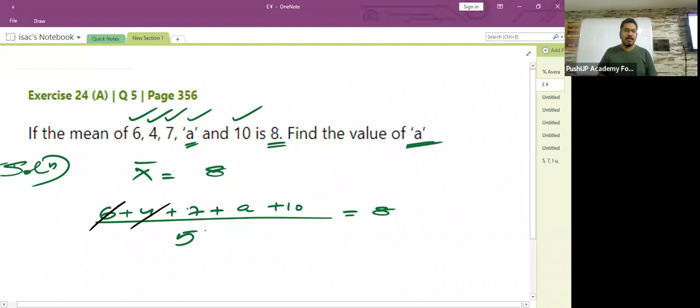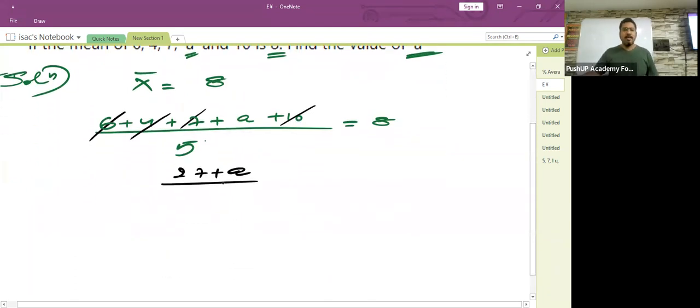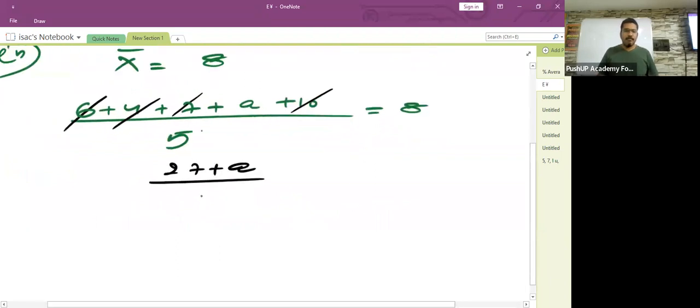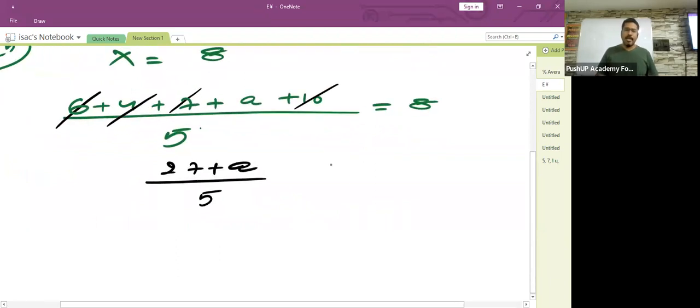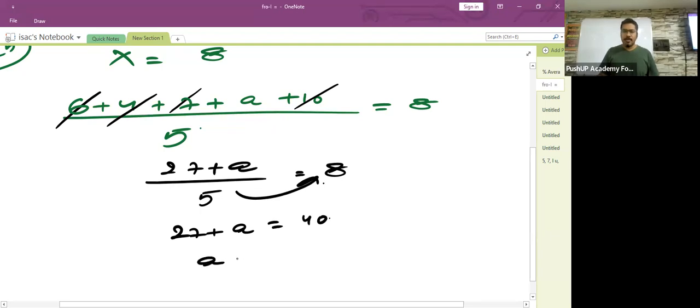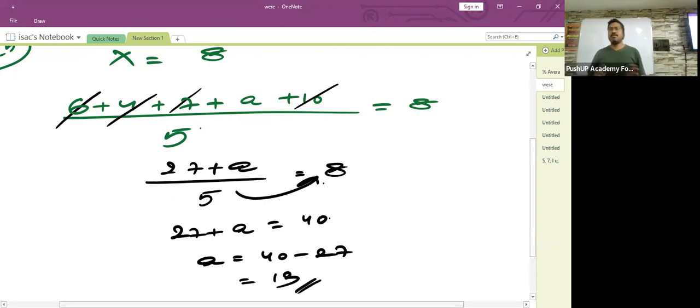6 plus 4, 10, plus 7, 17, plus 10, 27. So 27 plus A, divided by 5, gives you 8. So 27 plus A is equal to 5 into 8, that is equal to 40. So A is equal to 40 minus 27, and that is equal to how much? 13. So the unknown observation was 13.